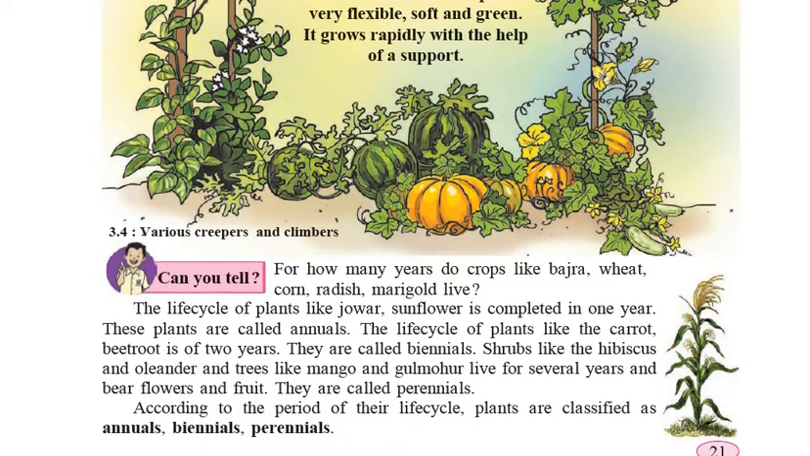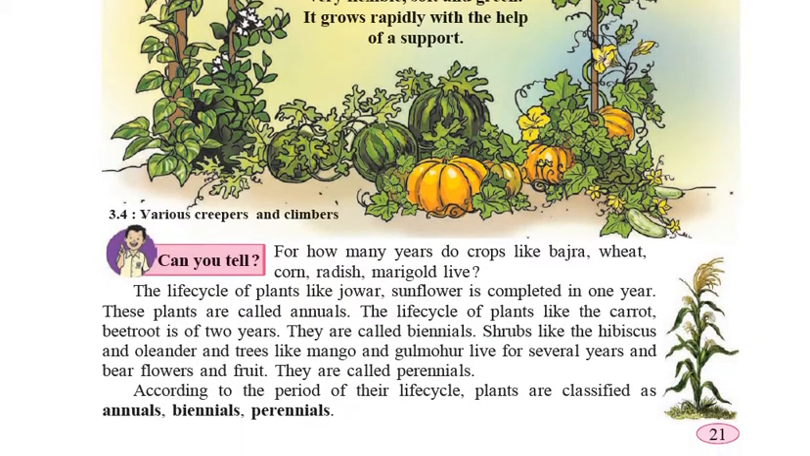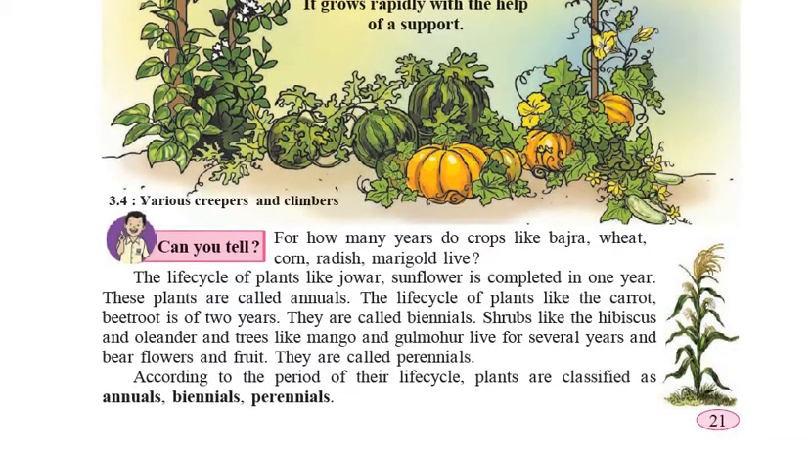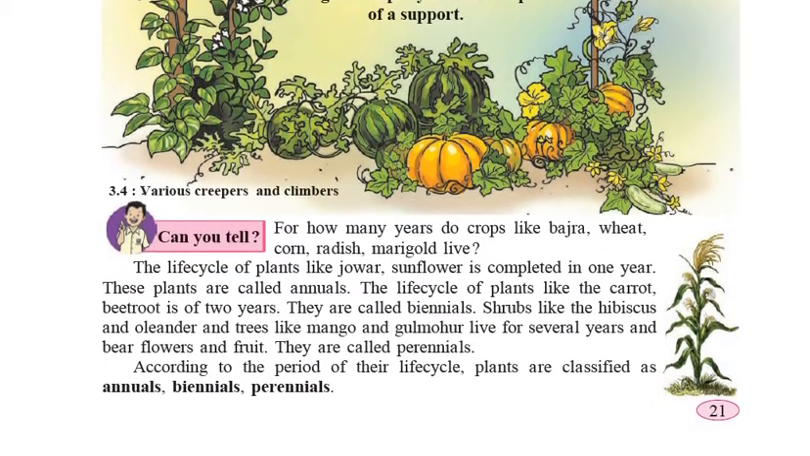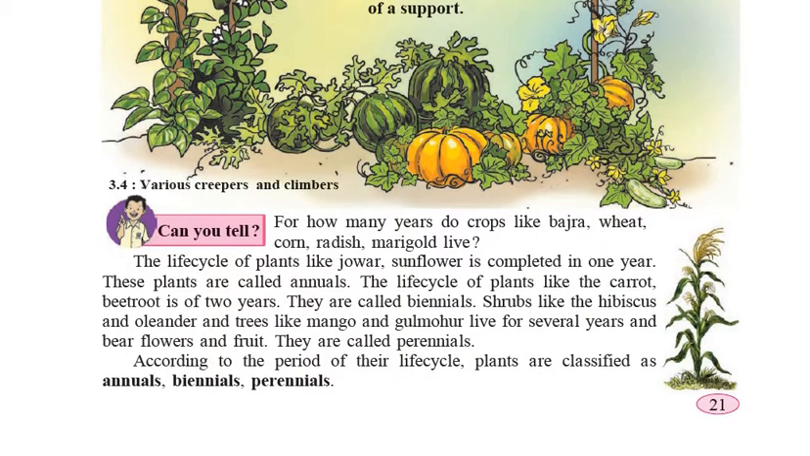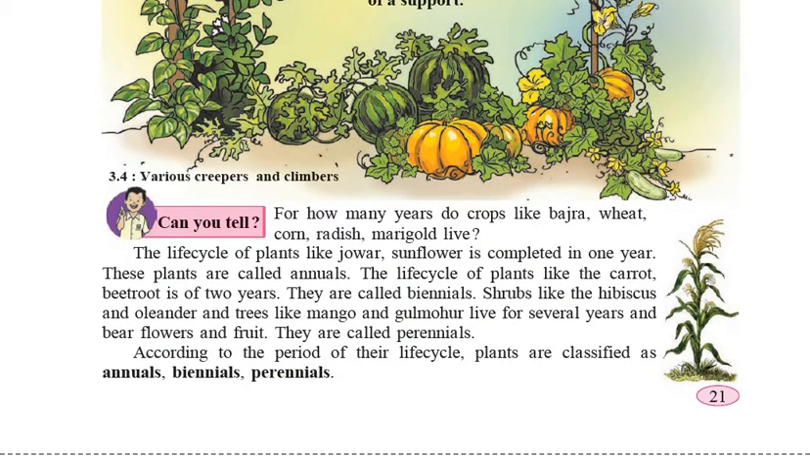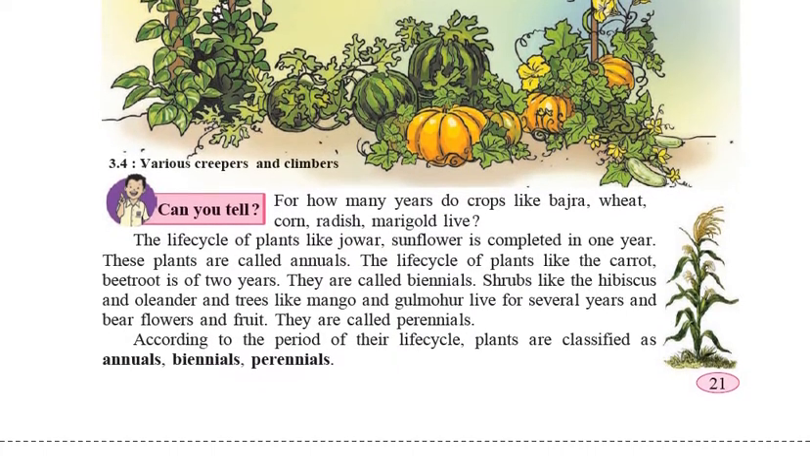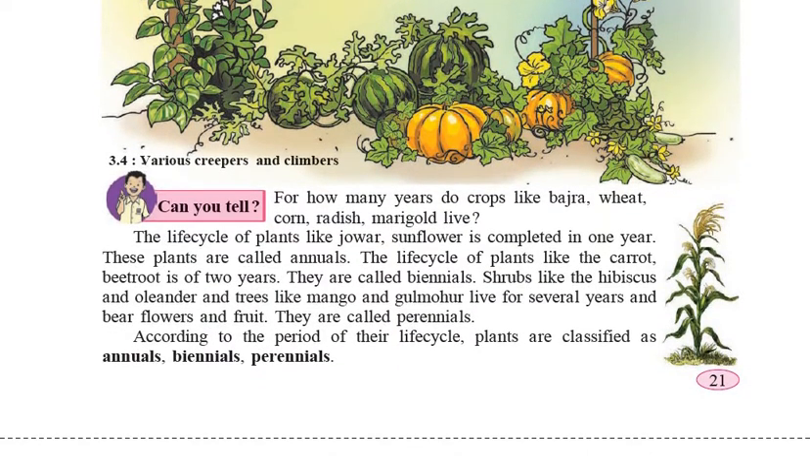Can you tell? For how many years do crops like bajra, wheat, corn, radish, marigold live? The life cycle of plants like jowar, sunflower is completed in 1 year. These plants are called annuals. The life cycle of plants like the carrot and beetroot is of 2 years.